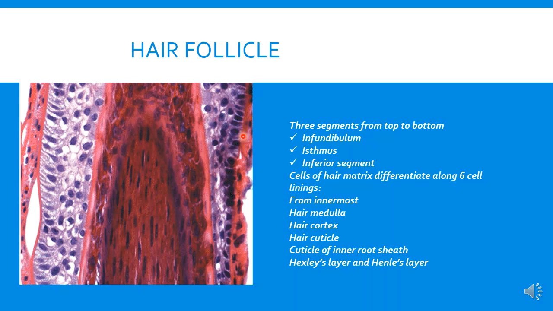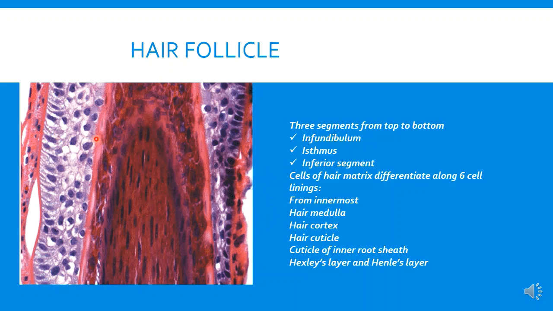disintegrates into the outer root sheath with an abrupt keratinization, without the presence of granular layer. So that type of abrupt keratinization where the granular layer is absent is called tricholemmal keratinization. This is very essential to differentiate epidermal tumors from tumors of tricholemmal origin.